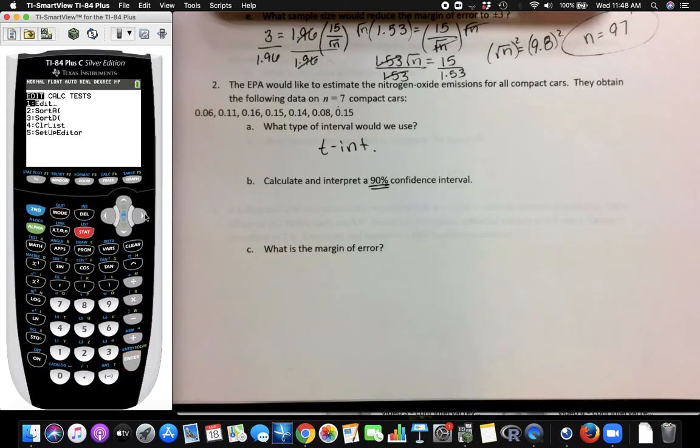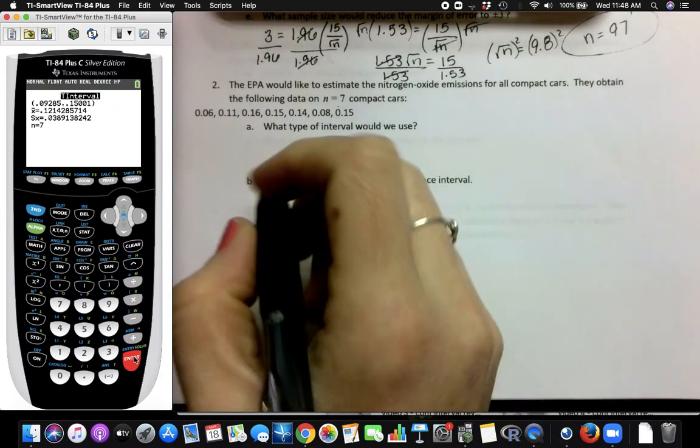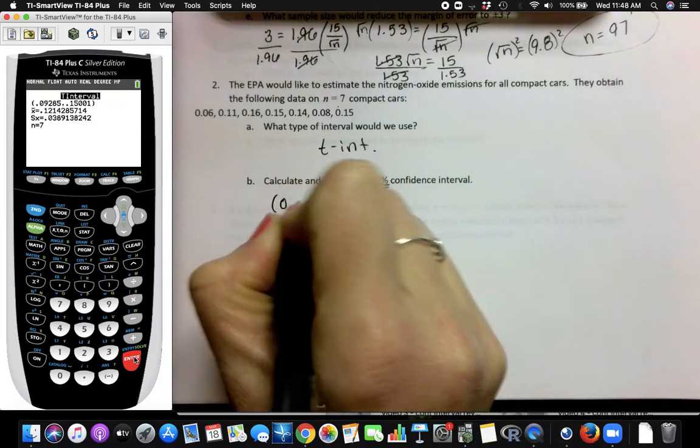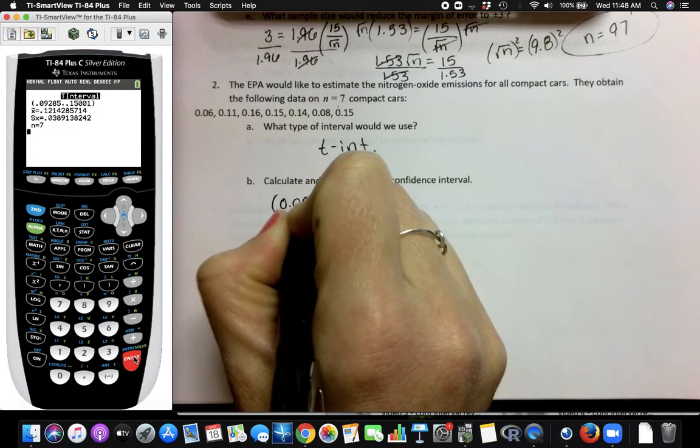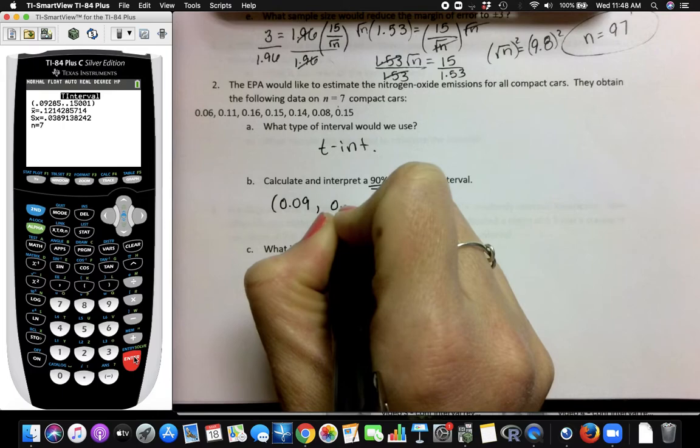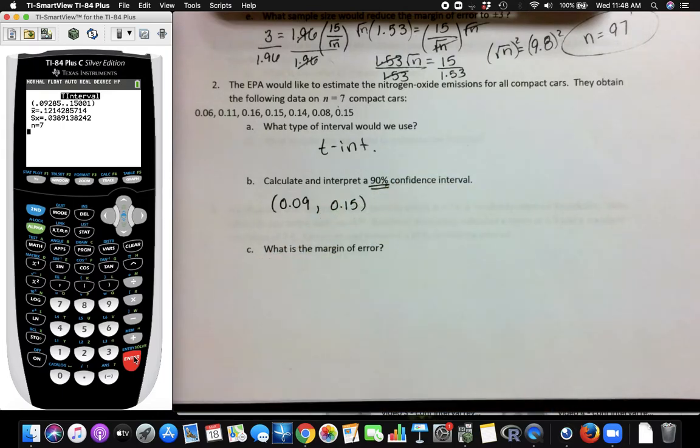Okay, so when I go to stat, over to tests, now we have decided we're going to use a t-interval. So I'm going down to option 8, and this time we have data, so we want to make sure that we select data, and that actually makes the problem a whole lot easier because it bases everything off of what we have in L1. So the only thing I have to do is change that confidence level to 90, and then I'm in pretty good shape here. So 0.09 to 0.15.